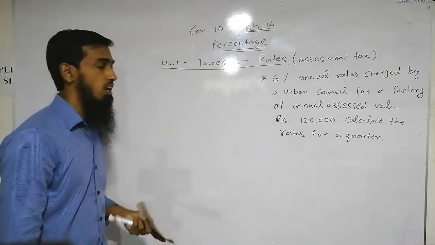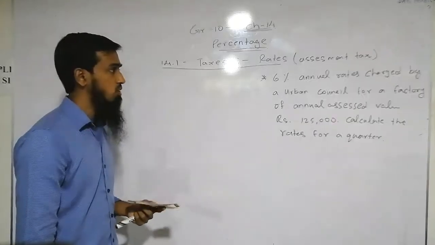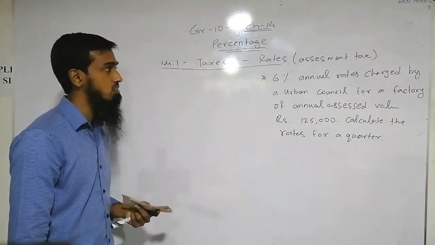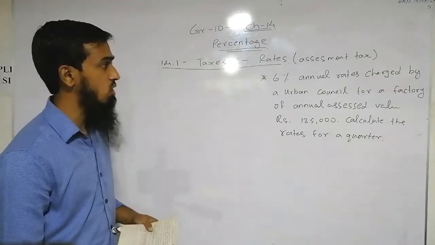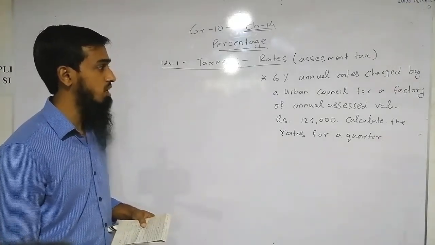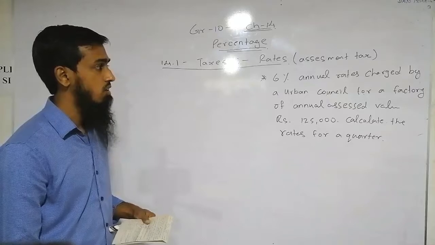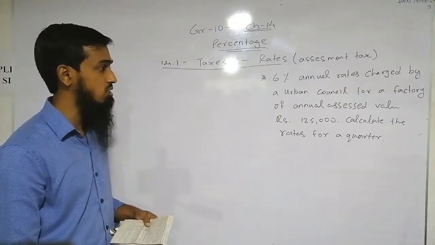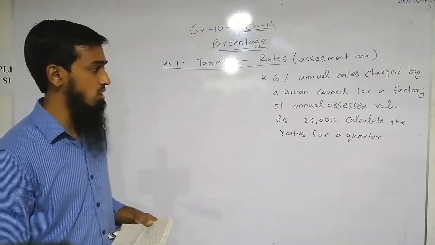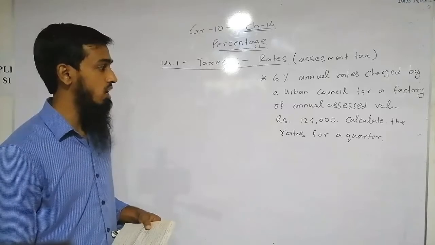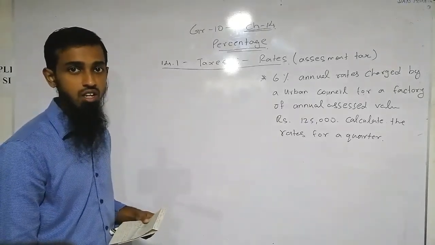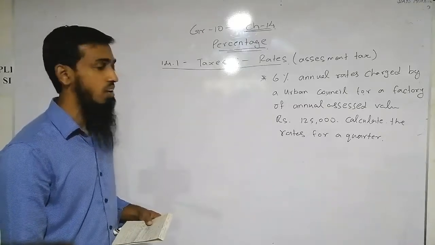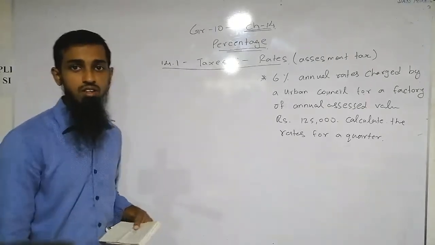Okay students, I have a question for you to do and practice how to find the rates. 6% annual rates charged by an urban council for a factory of annual assessed value rupees 125,000. Calculate the rates for a quarter. So try this question and try to understand what rates are and how to calculate the rates.